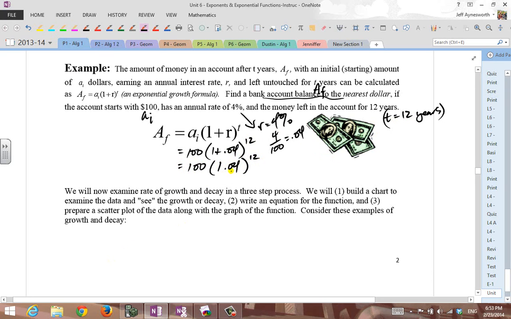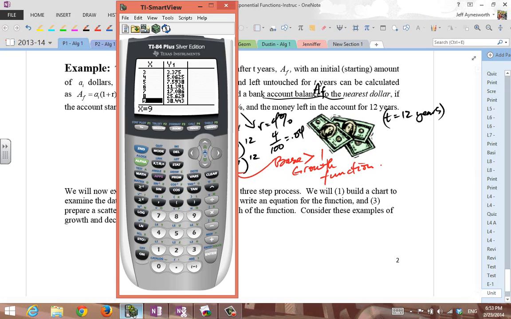Now, remember, when the base is bigger than 1, it's a growth function. Let's write that down. So just a little note here. The base is greater than 1, so it's a growth function. Your money grows over time, guys, when you put it into the bank account. So it's a growth function. The question is, what is this? What's 1.04 times itself 12 times and then times 100? Well, let's figure this out.